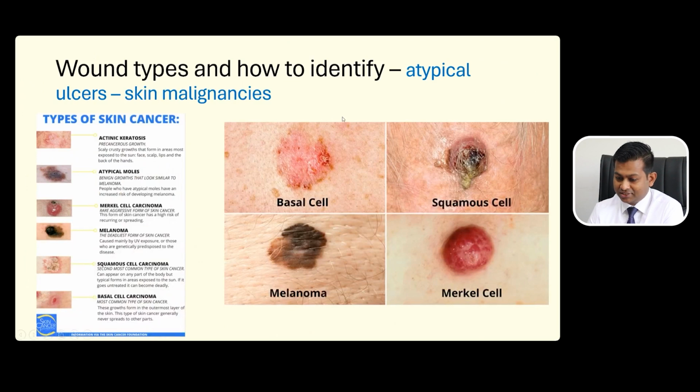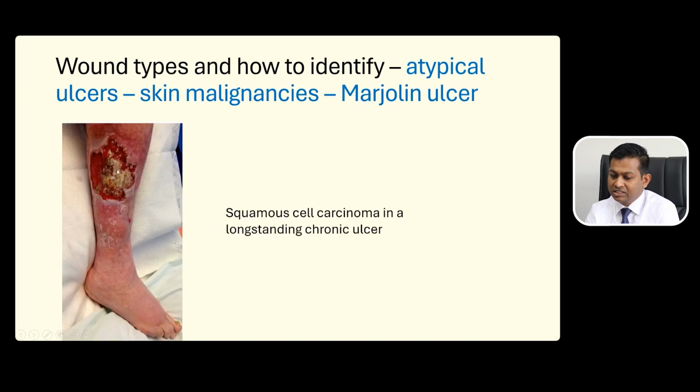Do not miss these skin cancers. They present as ulcers, basal cell carcinomas with the typical edges appearance, squamous cell carcinomas with flaky lesions, melanomas, not typically ulcers, but still I thought I'll include that as well, Merkel cell carcinomas. Okay, this one, long-standing venous ulcer, squamous cell carcinoma. This will have a typical smell. If you smell it once, you will never forget it. Margarine ulcer.